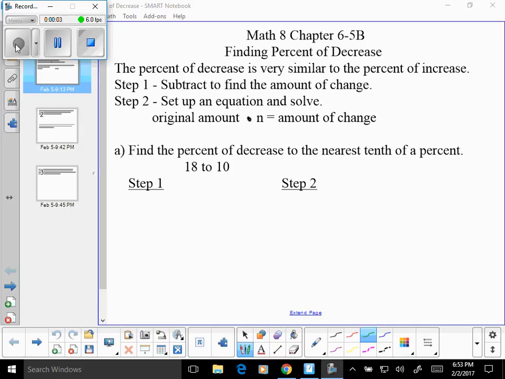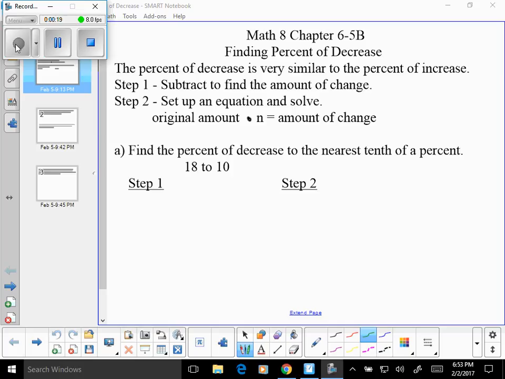Hello again, 8th graders. This is Chapter 6.5b, the lesson on finding percent of decrease. You are going to find that finding the percent of decrease is very similar to the percent of increase that you did in 6.5a.